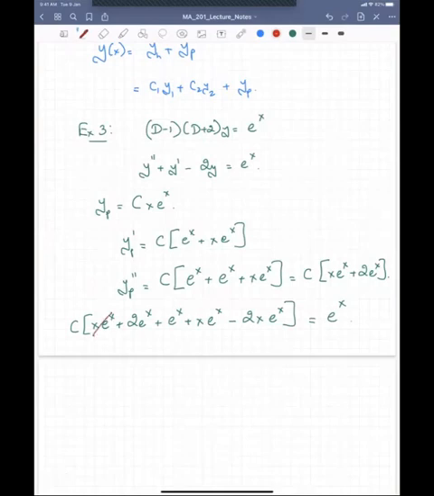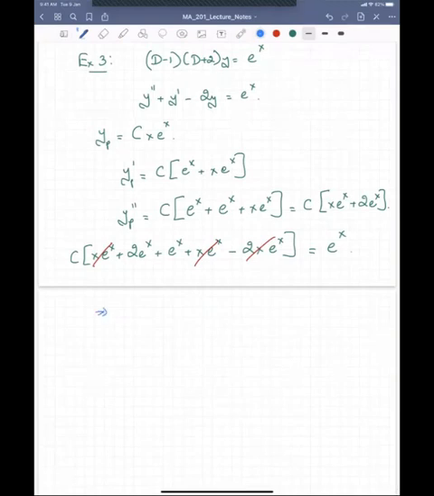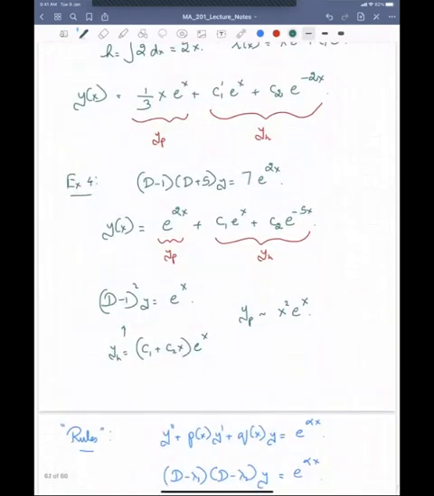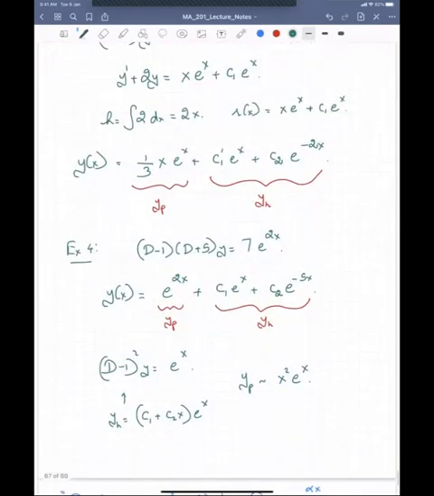So this and this would cancel, which would tell me that 3c e to the x is e to the x, or c is 1/3. Okay, so I'll figure out c by appealing to the differential equation itself. This is exactly what we found here also, 1/3 x e to the x.